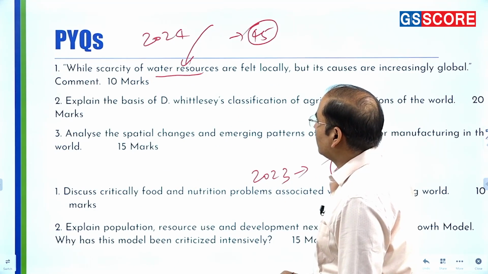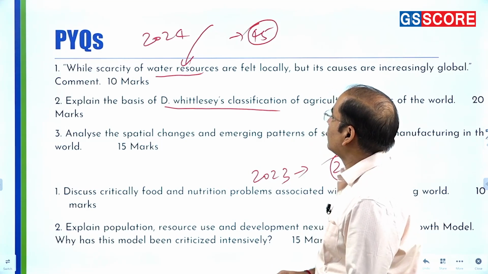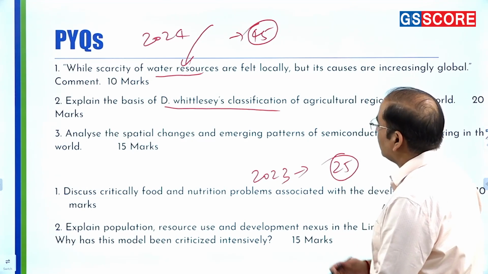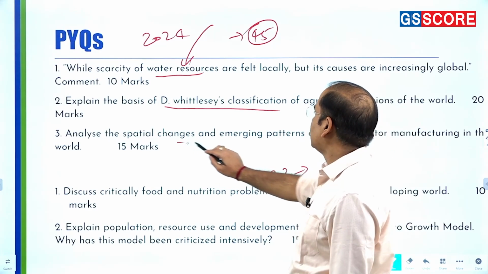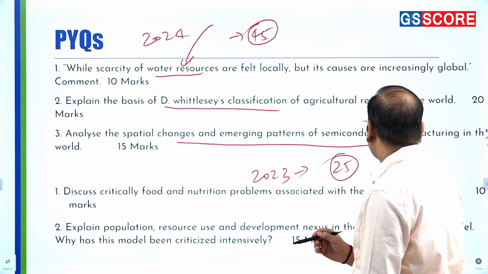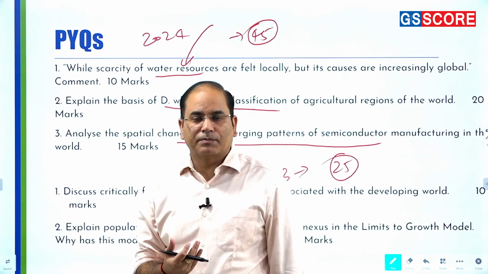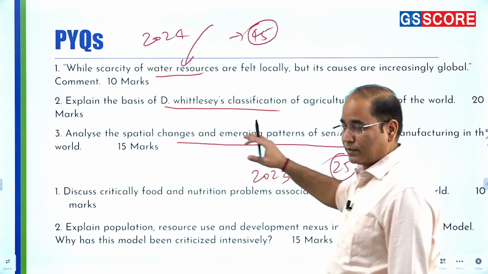Then we have: explain the basis of Whittlesey's classification of agricultural regions. So, agricultural typology, Whittlesey's model. Then analyze the spatial change and emerging pattern of semiconductor manufacturing in the world. This can be considered a moderate question, but these two are direct questions from the topic.